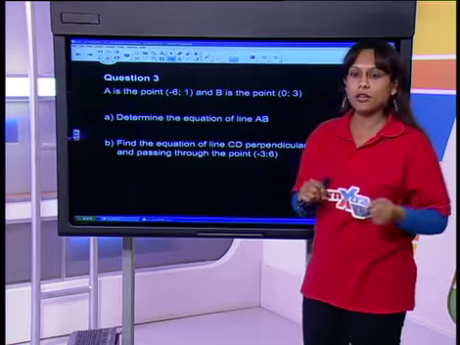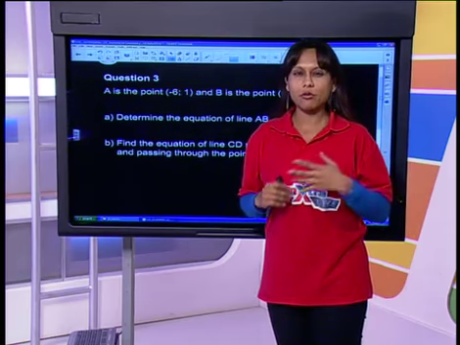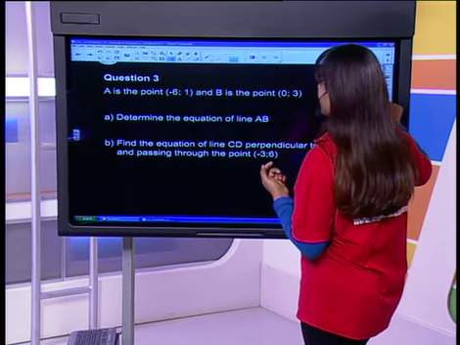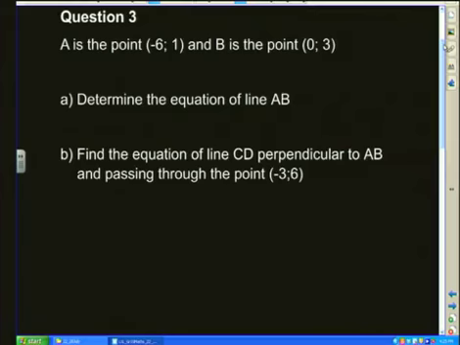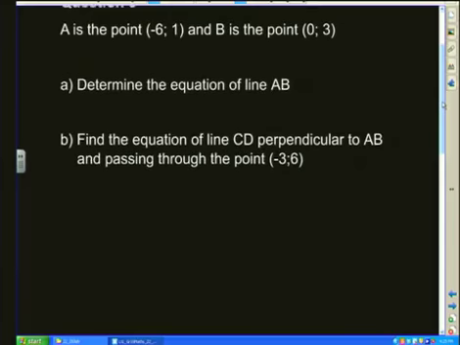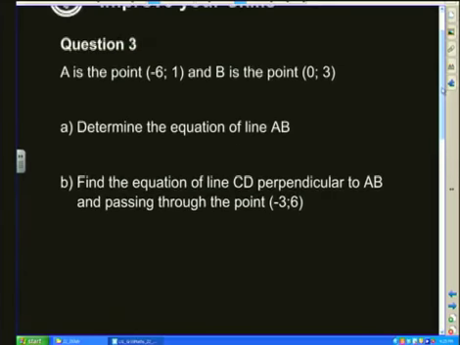Have a look at this one, and hopefully, as Queen suggested, you all get on board and start answering that challenge question. So we're given point A is -6 and 1, and B is the point 0, 3. You are asked to find the equation of the line joining the 2 points, and then find the equation of the other line, CD, which is perpendicular to AB, and they give you the coordinates of where it's passing through. Now, you've got 2 points.